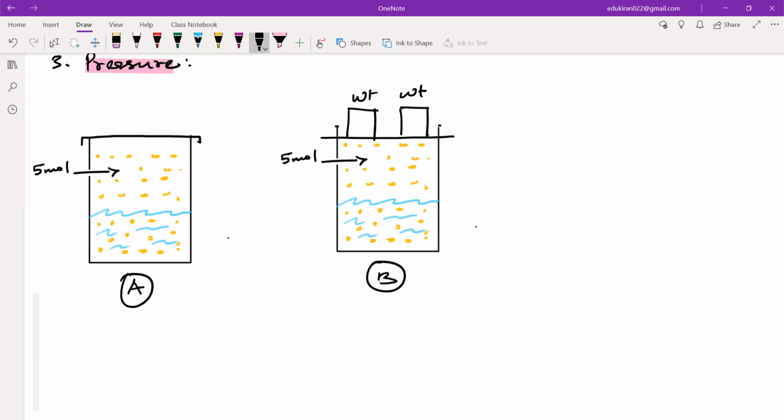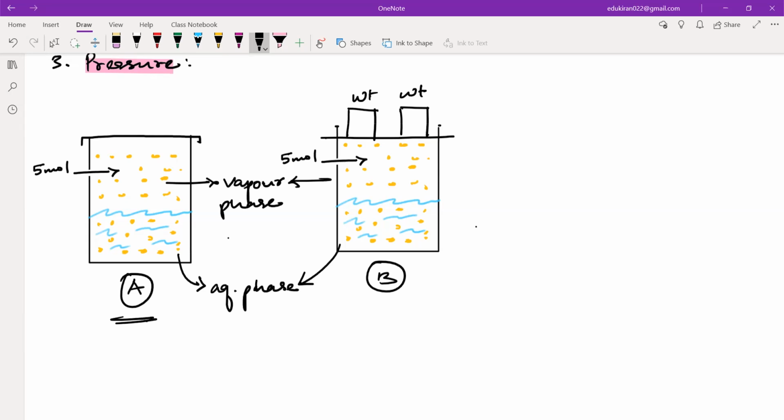So what do you think? देखिए यहाँ पे आपके पास जो gas particles हैं, these are in aqueous phase, right? The solute is in aqueous phase, and here the gas particle is in vapor phase. है ना। सिमिलरली यहाँ पे भी आपका सेम वेपर फेज में और यहाँ पे aqueous फेज में। तो बताइए, where will the gas particles be more in quantity, A में या B में? What do you think guys?